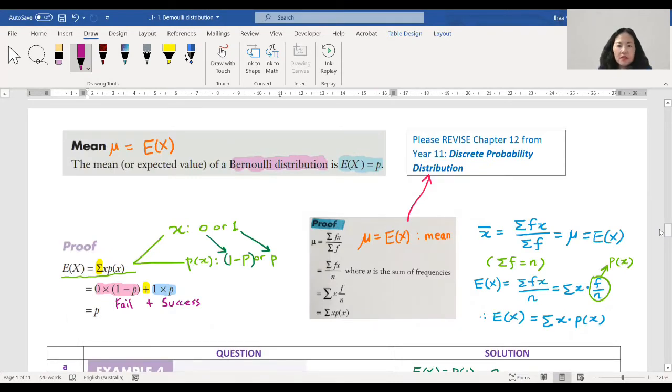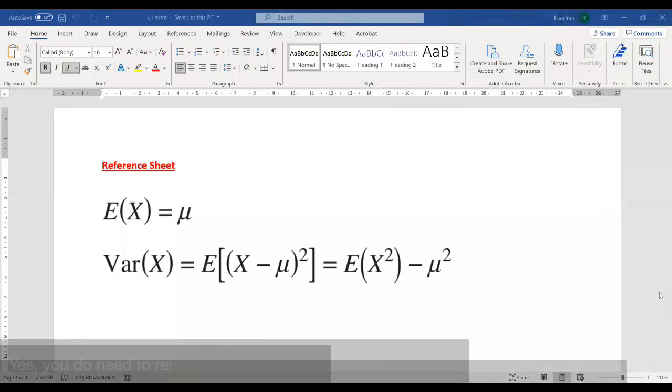Now we are entering the real deal here. I hope you remember this. Capital E of X is the expected value. Mean, mu, or expected value, they're the same. Will we need to know the formula for expected value?